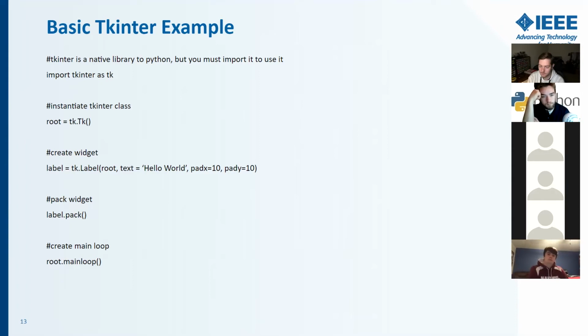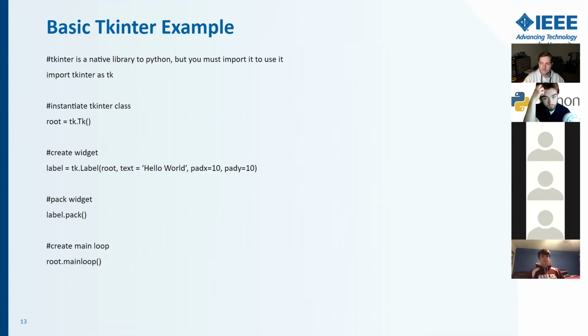Like I had mentioned, Tkinter is a native library to Python, but you have to import it to actually use it and take control of it and stuff like that. Then we are going to instantiate the Tkinter class as root, just so we can refer to that later down in the main loop. We're going to create a widget called label, and because we've instantiated it, we use the dot parameter to actually call that method in from the Tkinter library.